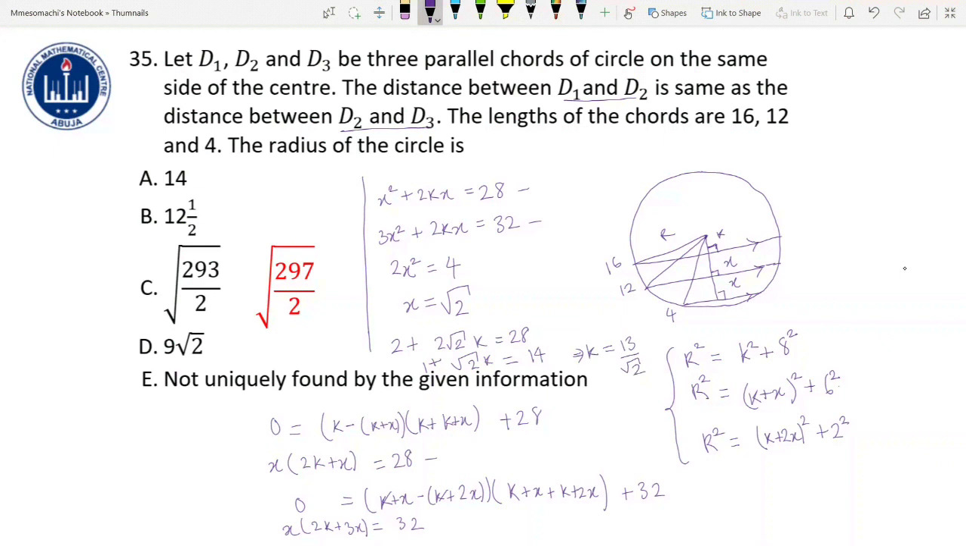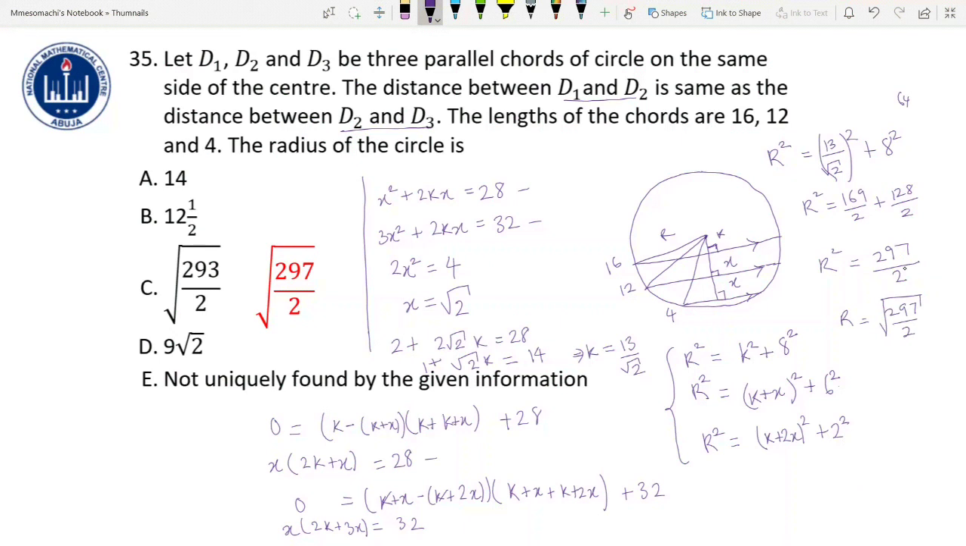Okay, so now we can find R squared from the first equation. R squared equals (13 over root 2) all squared plus 8 squared. So R squared equals 169 over 2 plus 64, and changing that to 128 over 2, we have R squared equal to 297 over 2. So R is equal to the square root of 297 over 2.